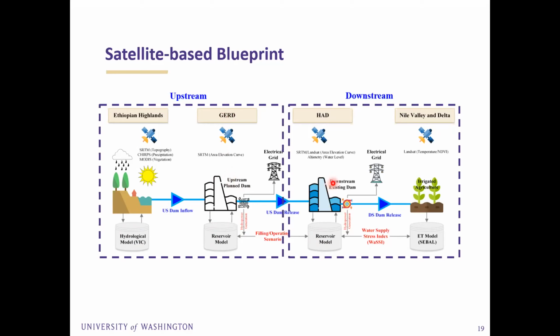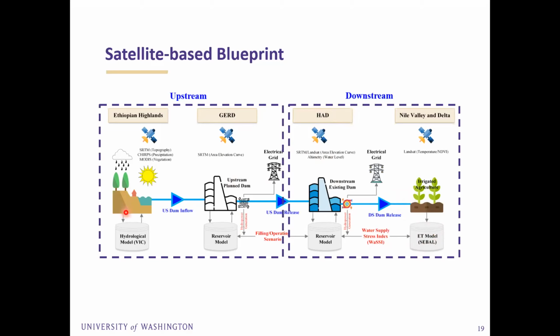And the downstream, it's an existing dam. So in my studies, for example, it is the High Aswan Dam. And then we also have a model for the downstream. The downstream model is kind of an evapotranspiration model, and this model is intended to estimate the water use for irrigation. So kind of like having an idea about how much water is being used in the downstream.